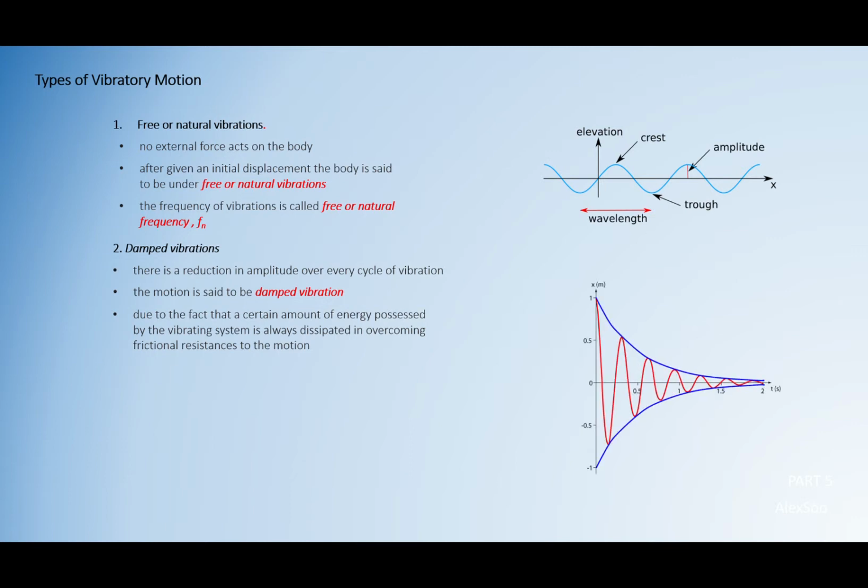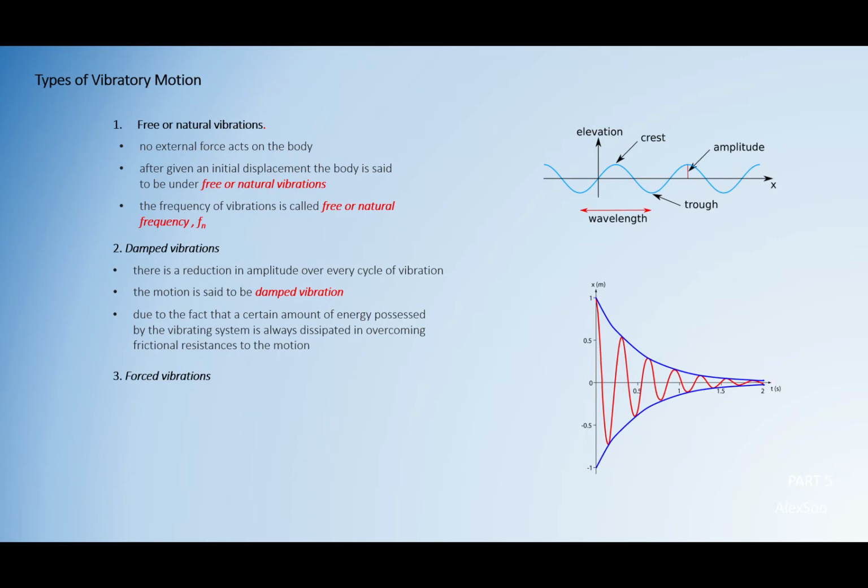This is an example of the graph for damped vibrations. Damped vibrations are separated into three different cases, which we call over-damped, critically damped, and underdamped. We will go into each of these later on, the three different cases in section 5.2.